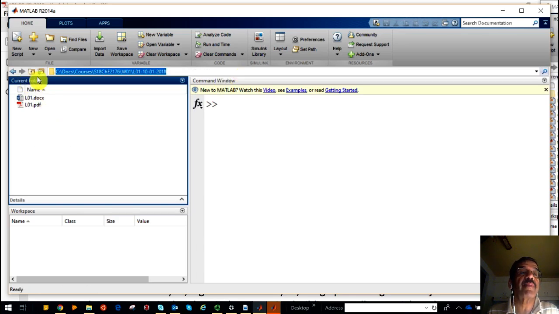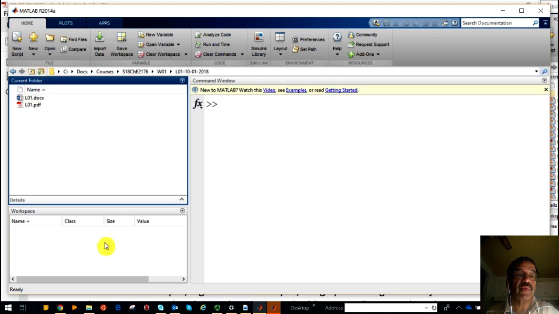Okay, so you control the path by either typing the path here or by selecting from this current folder. You can go up the folder, you can open up new folders, and when you take the cursor near one of these icons, it tells you what it does. Okay, for example, this one goes back by 1, this one goes forward by 1, and this one goes up the tree by 1, etc.